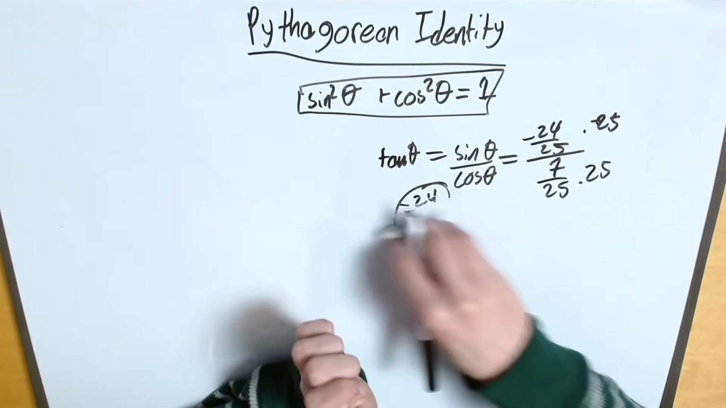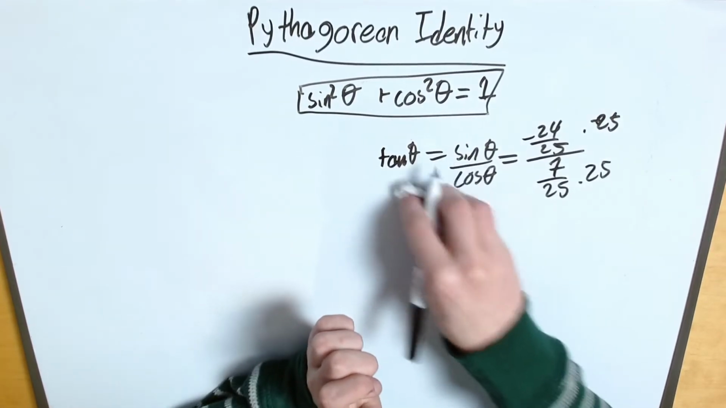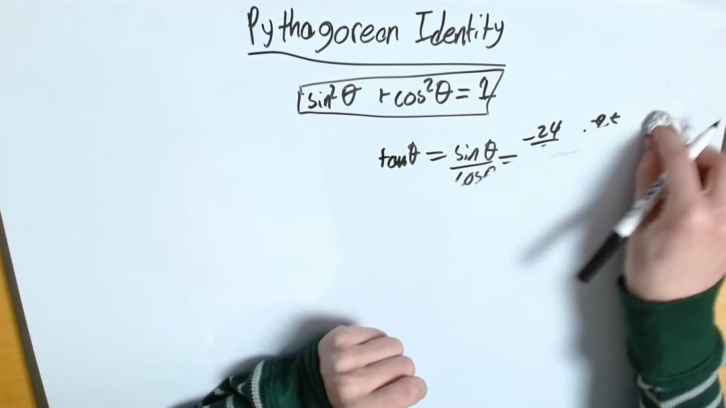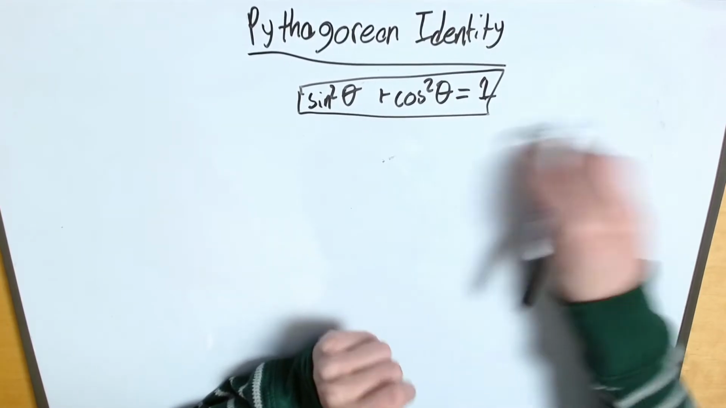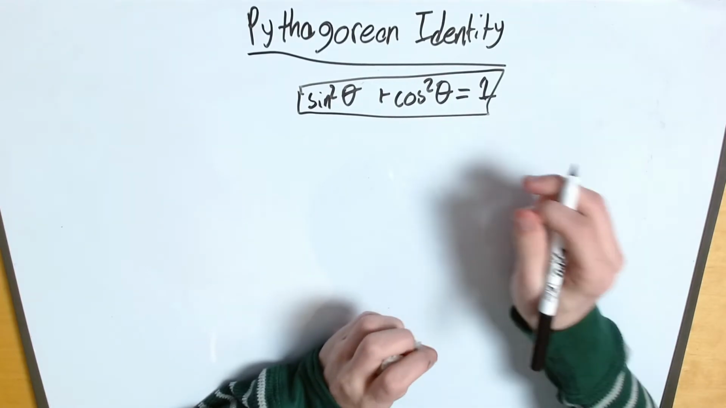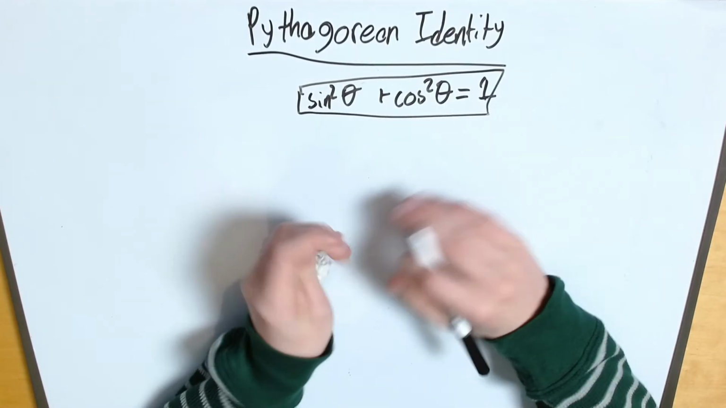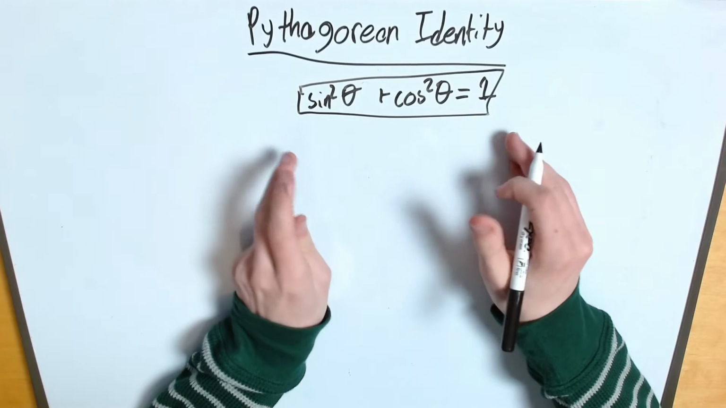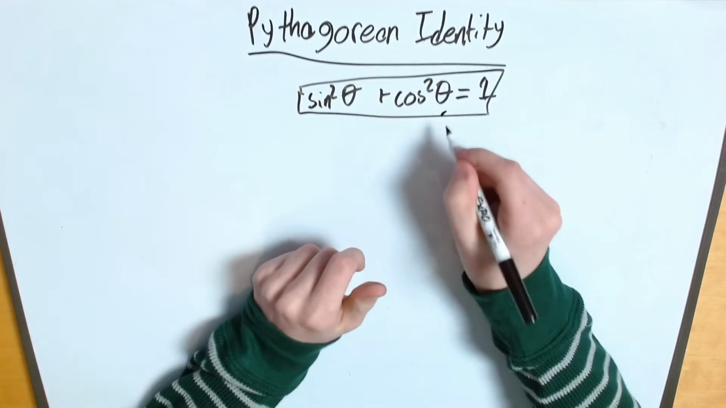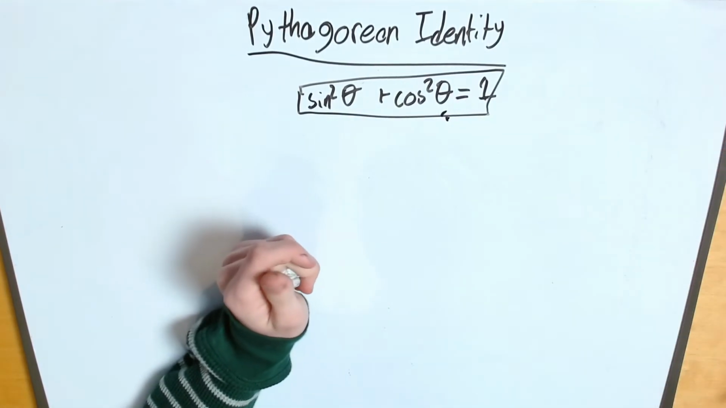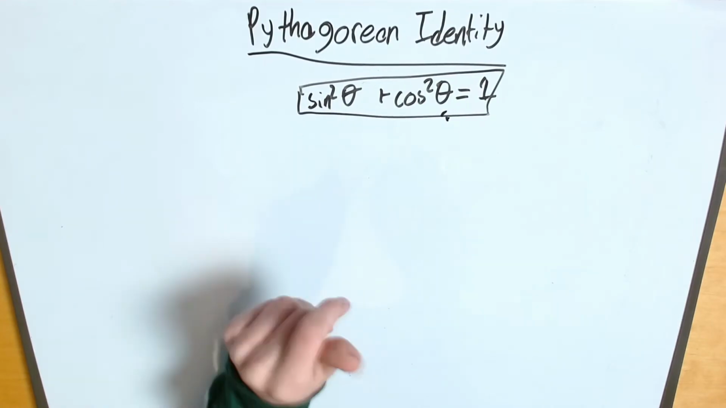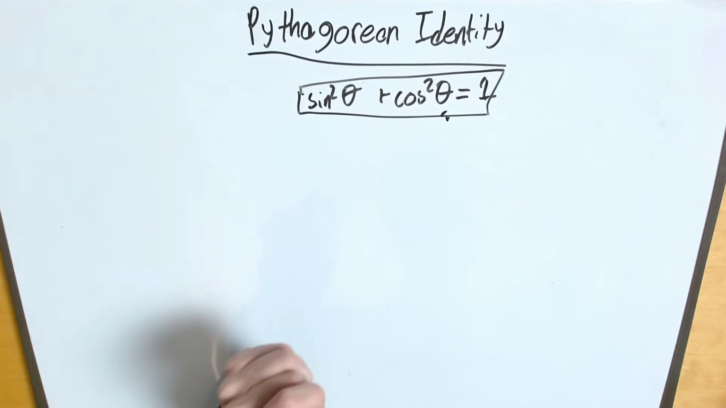Or we could find, you know, the secant, the cosecant, the cotangent. Just by knowing a single sine function, we can unlock every other trigonometric function for theta given this identity. And this is why this identity is so powerful, because we can do all that without even using a calculator.